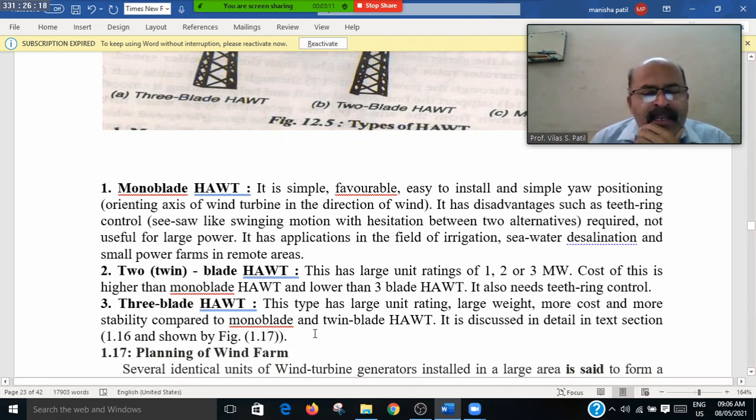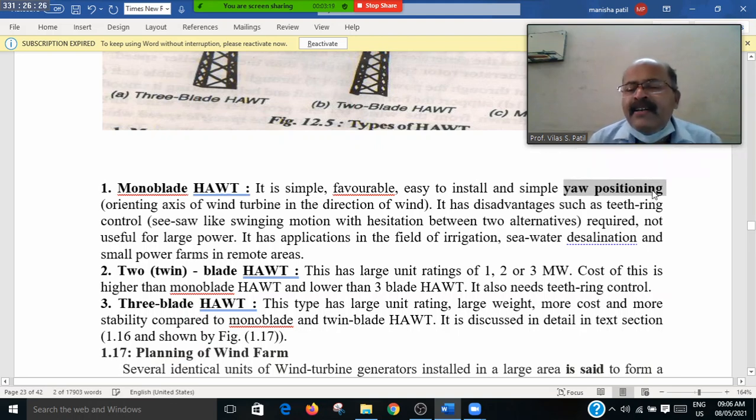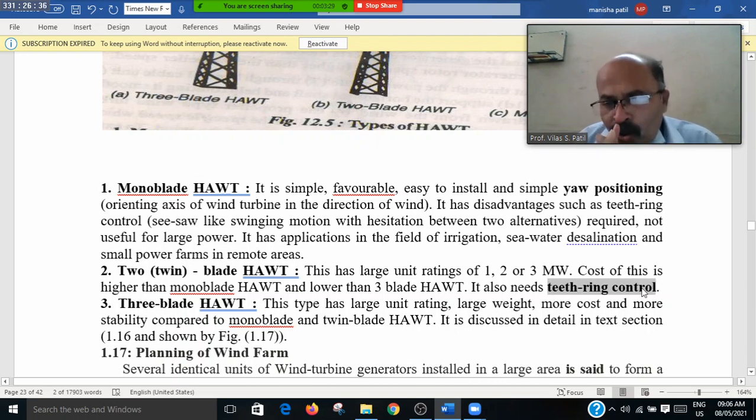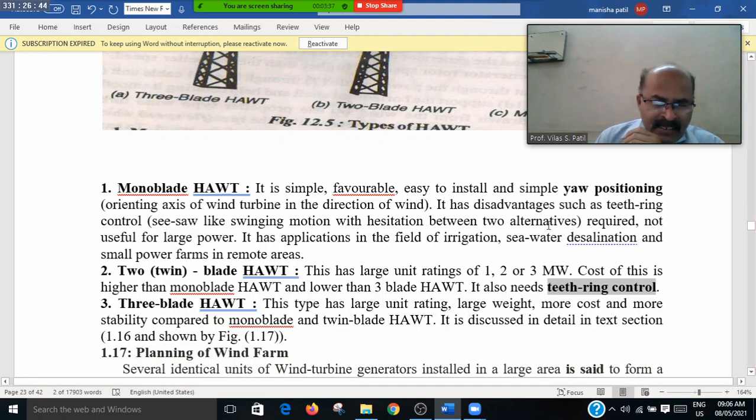Okay, I was going to tell you two things, carefully. One is yaw tethering, that will be known as yaw tethering, and the second one is the teeth ring control. These are the two types of tethering, that is the yaw tethering and the teeth ring control.